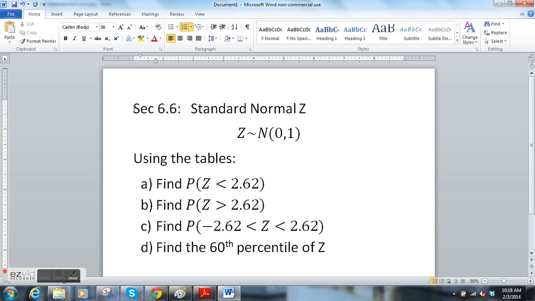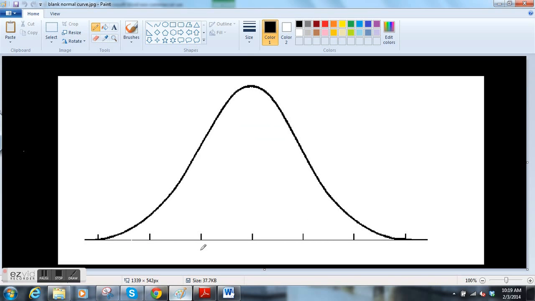Hi there. So we're on section 6.6, standard normal z. All the statisticians love z. So z is a normal curve that is standard normal, so that means it has a mean of 0 and a standard deviation of 1. Let's go to our pretty paint picture.